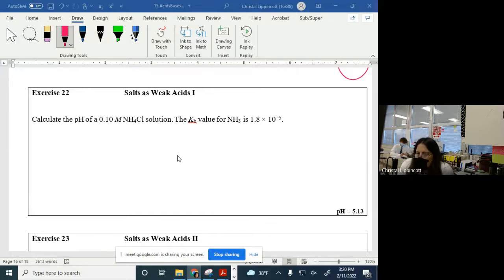All right. This guy right here, strong acid. So that means this guy is the one that we're going to want to concentrate on. So NH4 plus.